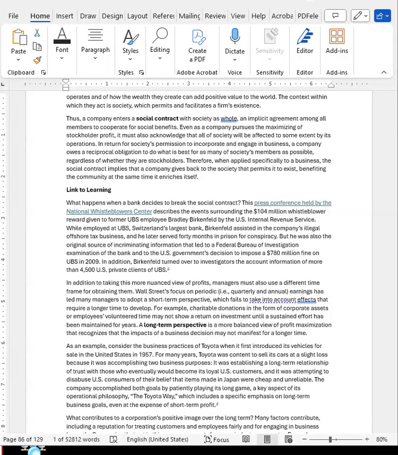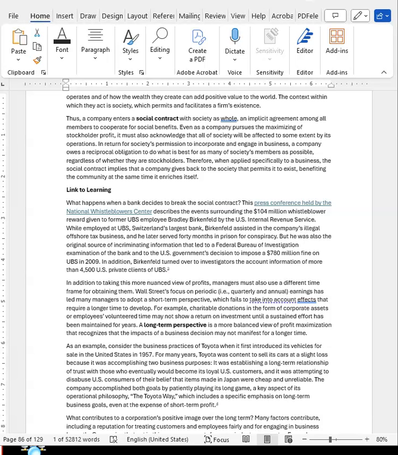As an example, consider the business practices of Toyota when it first introduced its vehicles for sale in the United States in 1957. For many years, Toyota was content to sell its cars at a slight loss because it was accomplishing two business purposes. It was establishing a long-term relationship of trust with those who eventually would become its loyal U.S. customers. And it was attempting to disabuse U.S. consumers of their belief that items made in Japan were cheap and unreliable. The company accomplished both goals by patiently playing its long game, a key aspect of its operational philosophy, the Toyota Way, which includes a specific emphasis on long-term business goals, even at the expense of short-term profit.